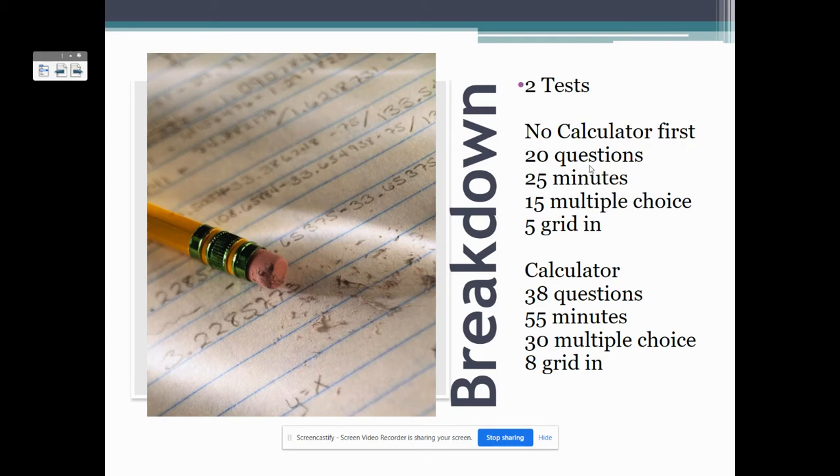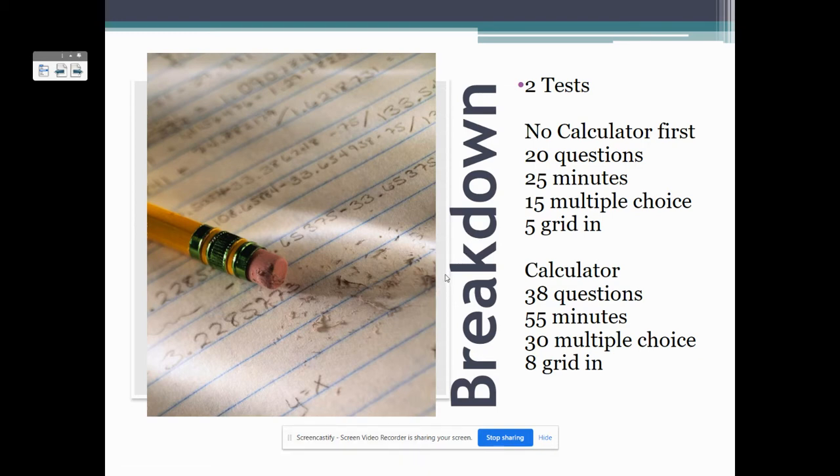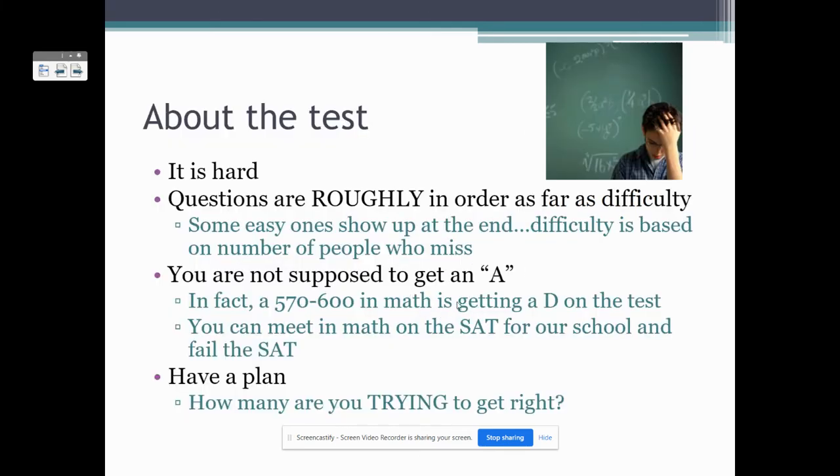There are only 20 questions and it's 25 minutes: 15 multiple choice and 5 grid-ins. And the calculator section has 38 questions, 55 minutes. The difference between that and the ACT is there's 60 questions on the ACT in 60 minutes. You get a minute per problem, which helps you with tempo. It's not so clear on this.